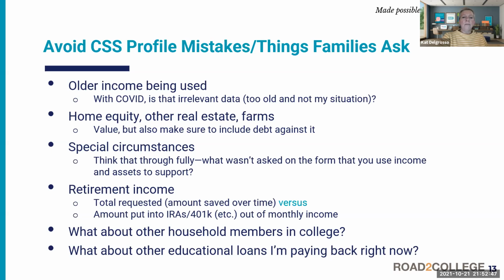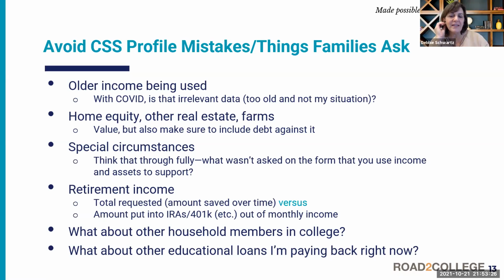Your retirement income, I've already talked about that quite a bit. It's not that it's a mistake, it's just things families ask about, which you've already asked about tonight. So we've covered that a lot, but the second to last bullet is about other household members in college. That is already taken into account in the formula. So if you have older children who are already in college, you would list them as 2 in college or 3 in college in the application itself. And that is taken into account in terms of the bottom line and what the family can afford to pay.